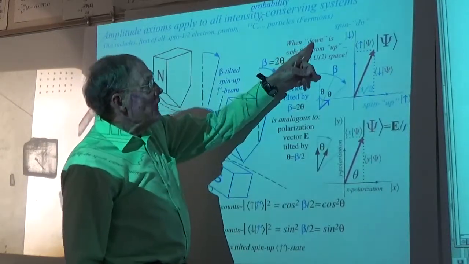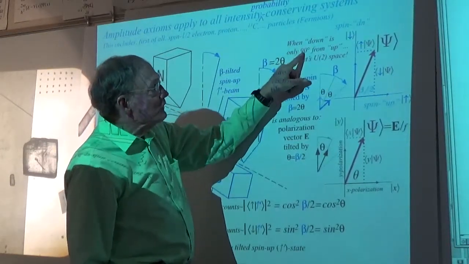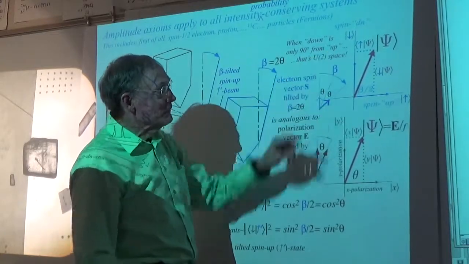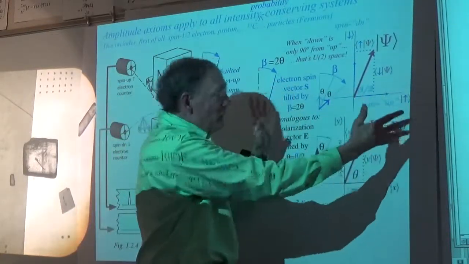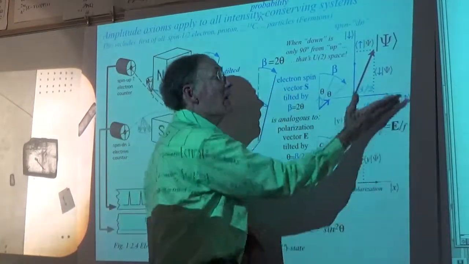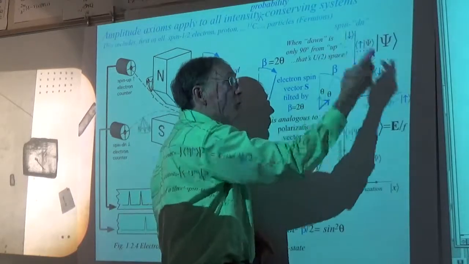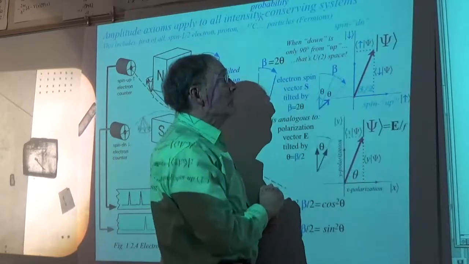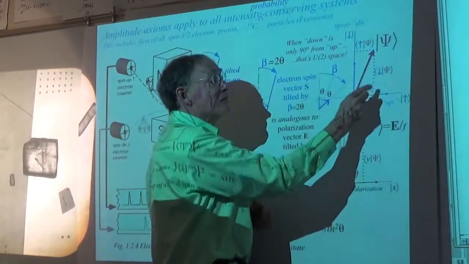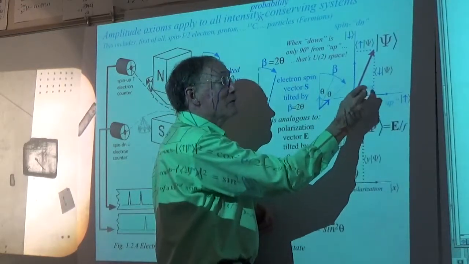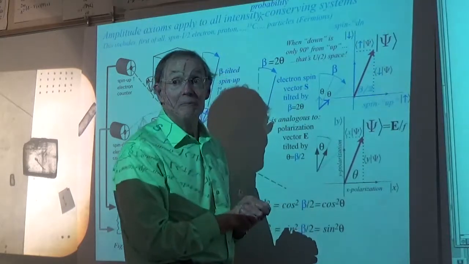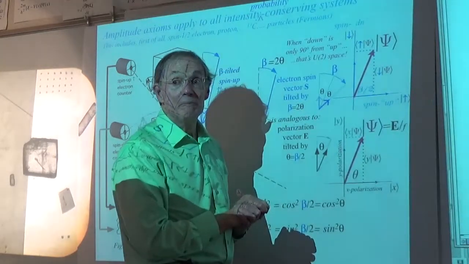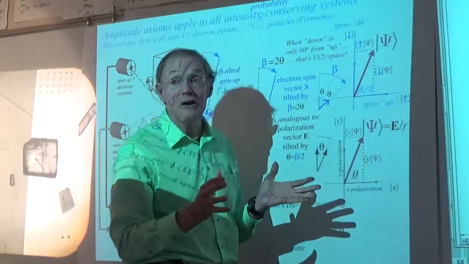When down is only 90 degrees from up, here's spin up, and we're drawing a picture like this one of another axis that's orthogonal to this one, and we call it spin down, then you'd better have a factor of 2 in the denominator for your angle. That's it in a nutshell, the connection.